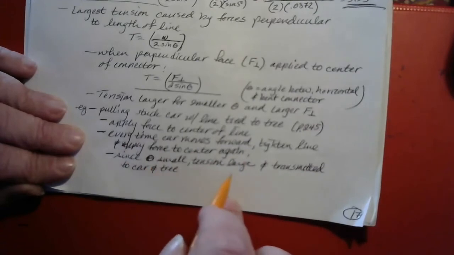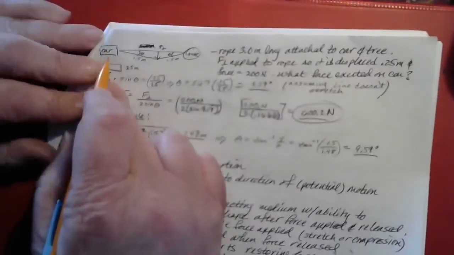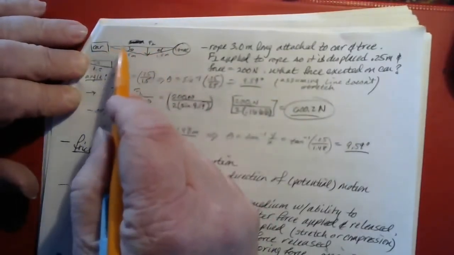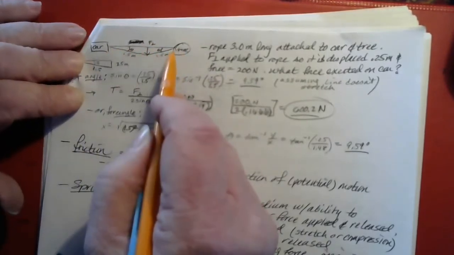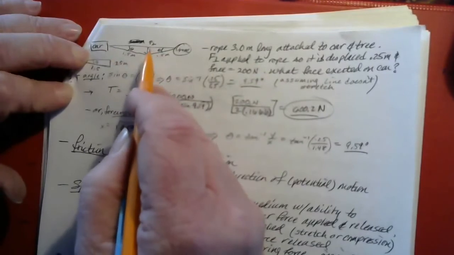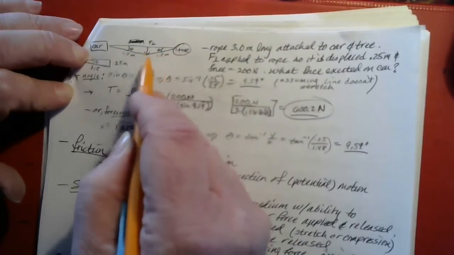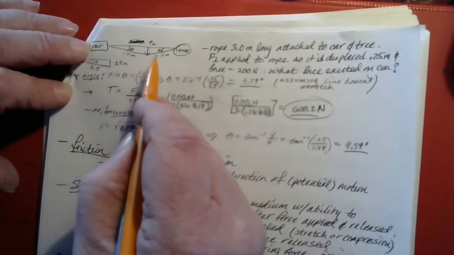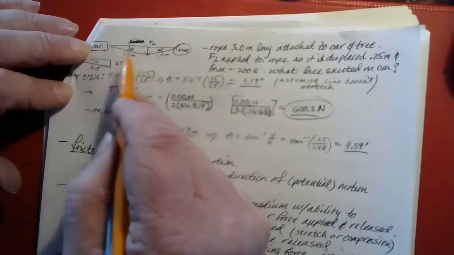Since the angles are small here, the tension is large, and it's transmitted to both the car and the tree. So here's the diagram. You've got your car stuck in the mud, and you've got a line going directly from the car to the tree. This distance here was originally 3 meters. But again, we're assuming that when the force is applied to the line, causing it to deflect, the line does not stretch. And so it's actually this distance around the deflection that totals 3 meters.